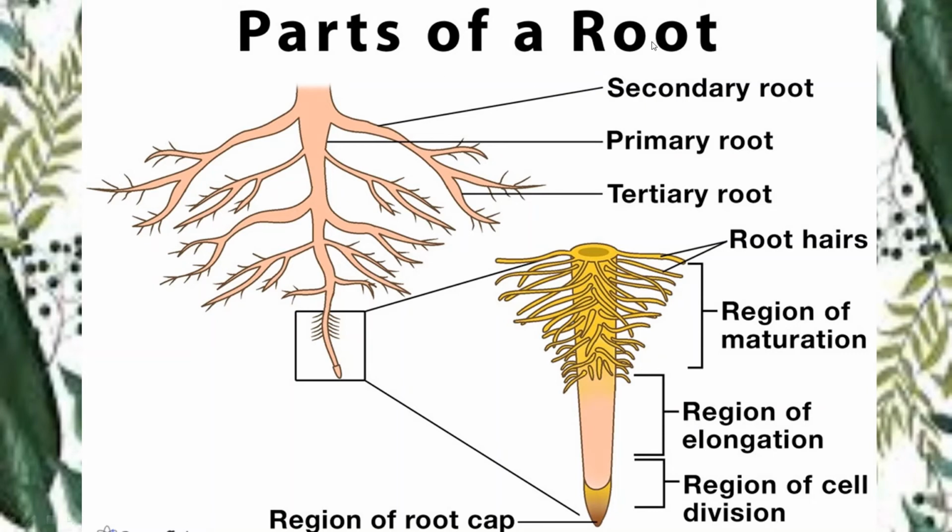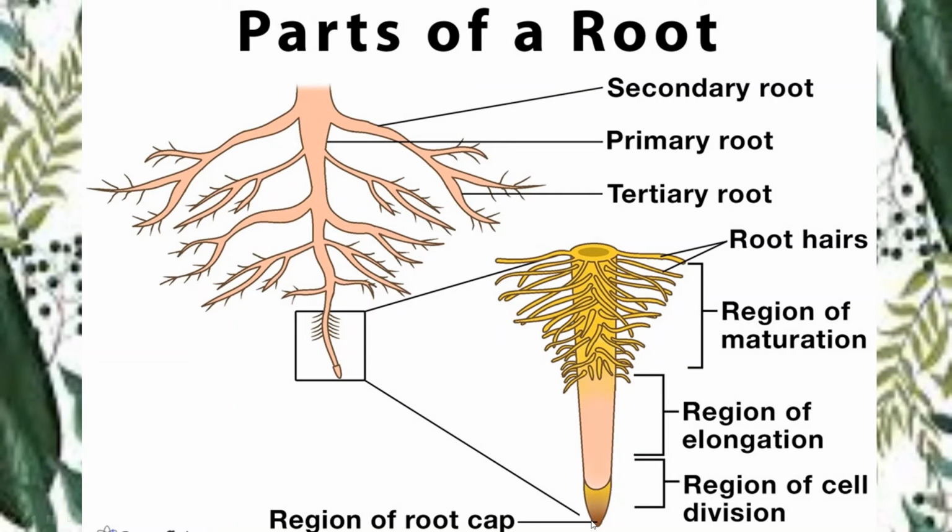Now parts of roots. What are the parts of roots? See, the root consists of the root hairs. Then next the region of maturation, and this is the region of elongation. From the region of maturation, the root hairs develop. Below that is the region of elongation. And below that is the region of cell division, which is also known as the region of root cap.